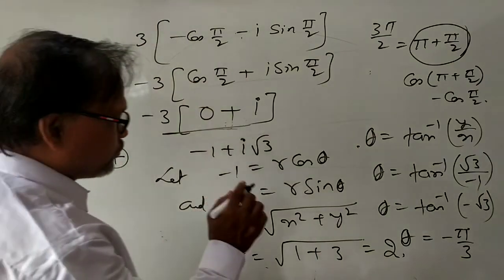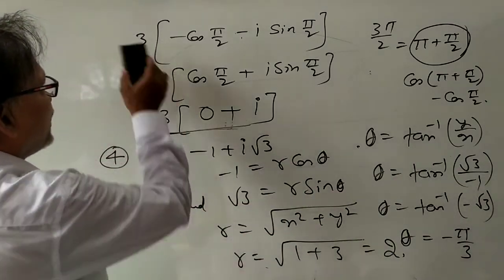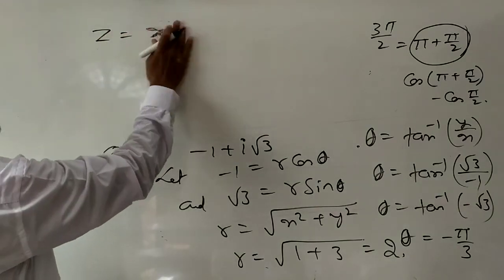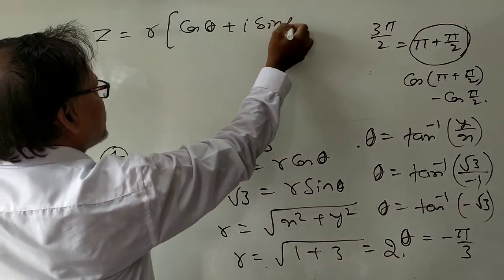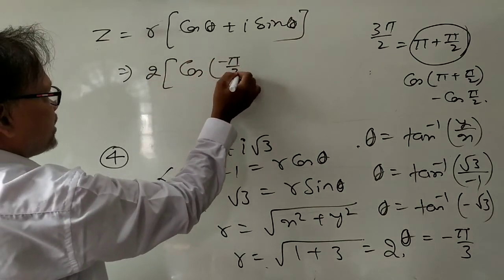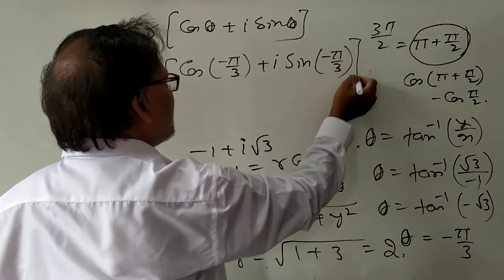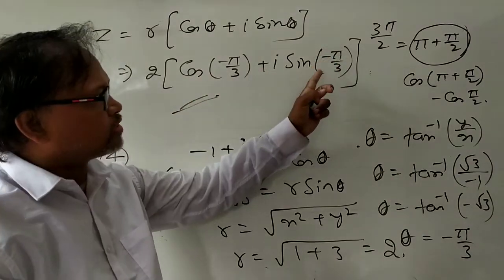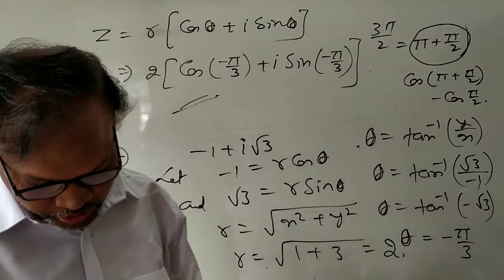So minus pi by 3 you will put in place of theta and in place of r you will put 2, and write in the form z is equal to r cos theta plus i sin theta. So it will be 2 cos minus pi by 3 plus i sin minus pi by 3. This is the answer. You will not write it like cos pi by 3 plus i sin minus pi by 3. Both will be the same. So this is the method to do the questions.